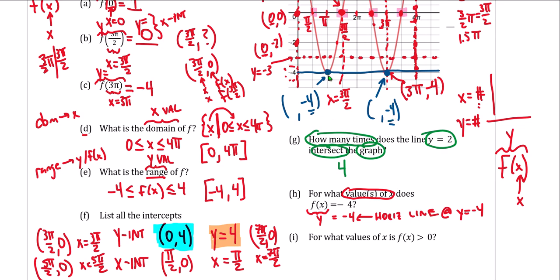Well, those points also lie on the graph of our function, on the curve. So I know that at those points on the curve, the y value must also be negative 4. Those two points lie on the line y equals negative 4, so their y coordinates have to be negative 4, and of course, on the curve itself, those same points will also have a y-coordinate of negative 4.